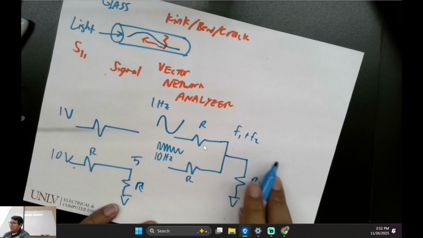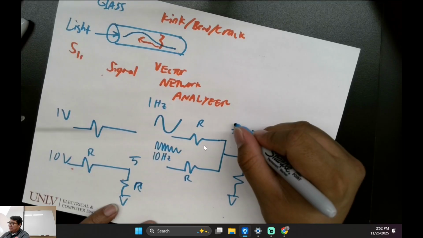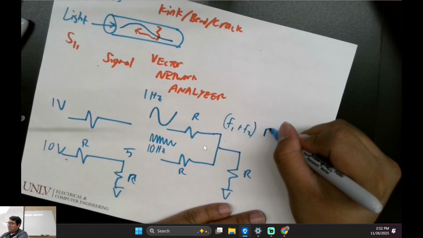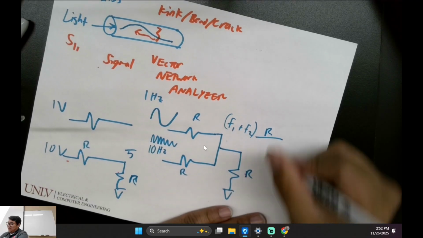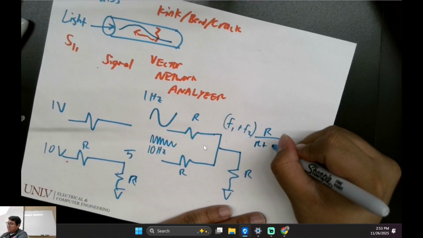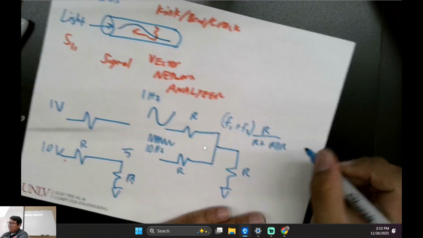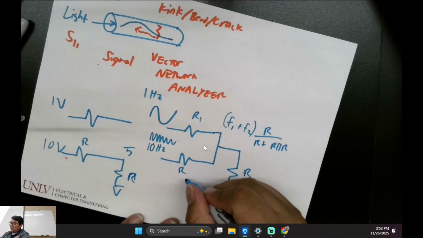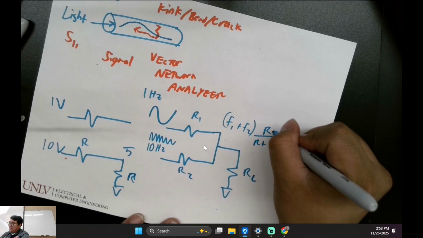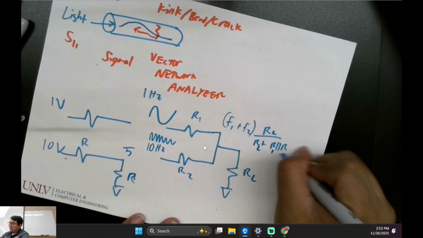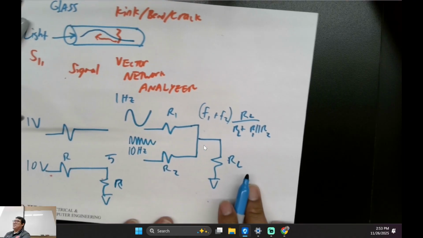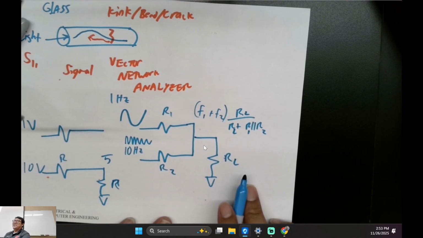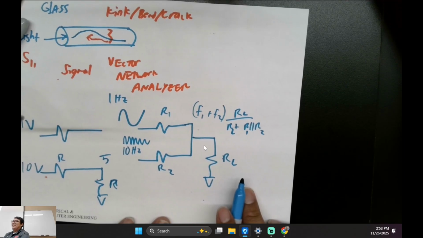Well, this is a voltage divider. This is the voltage itself, R divided by R plus R in parallel with R, the R load. Does that make sense? What I'm trying to show you right there? Simple voltage divider. Is that good? Did I lose anybody right there?